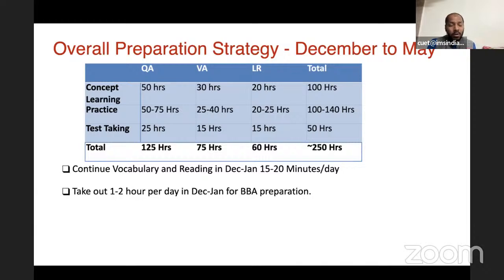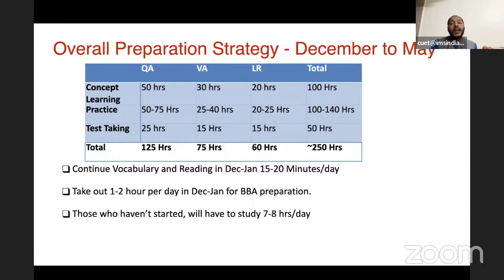So don't completely neglect your IPM BBA preparation. At least take out 1 hour per day even during these 2 months, so that you're completing at least 10%, 20% of your syllabus before board exams. And if you are someone who has already done the preparation, you can reinforce your concepts now and work on mock tests and such things after board exams.